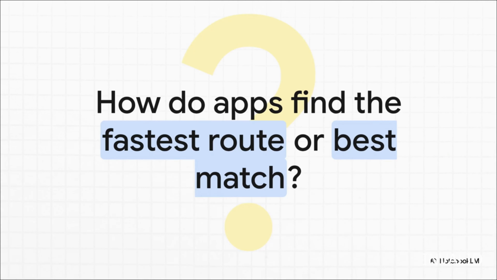I mean, seriously, think about it. How does Google Maps find the absolute fastest route in like a split second? Or how does Netflix just know what you want to watch next? It feels like magic, right? But it's not. It's actually something way more structured and, honestly, pretty elegant.